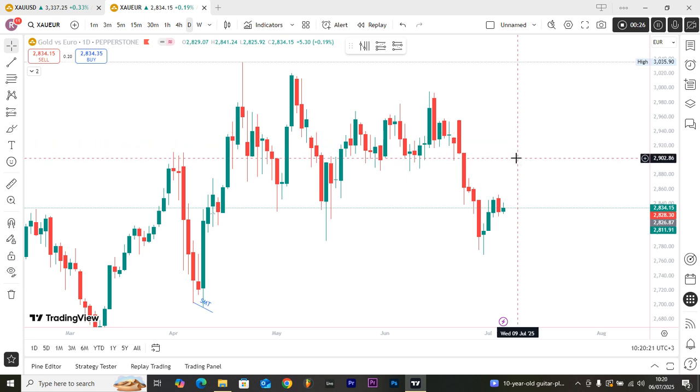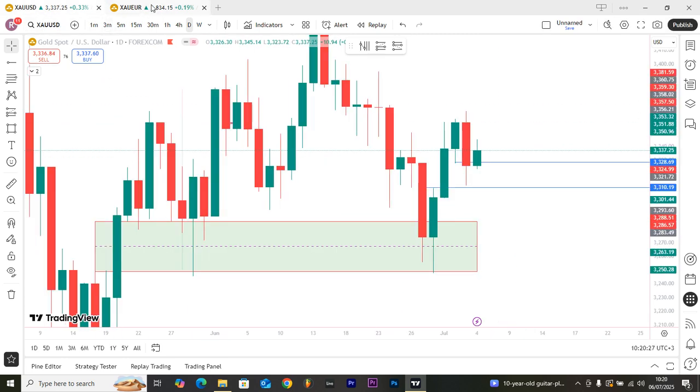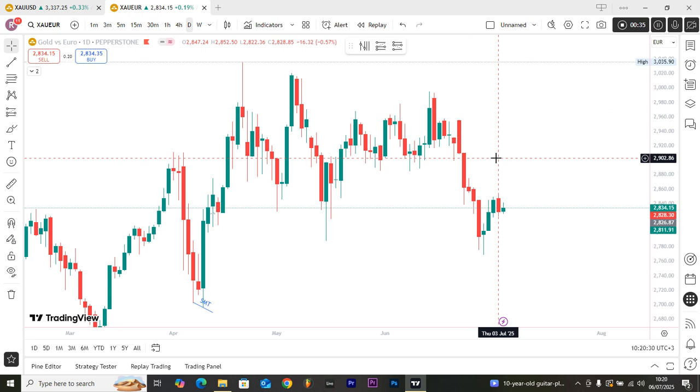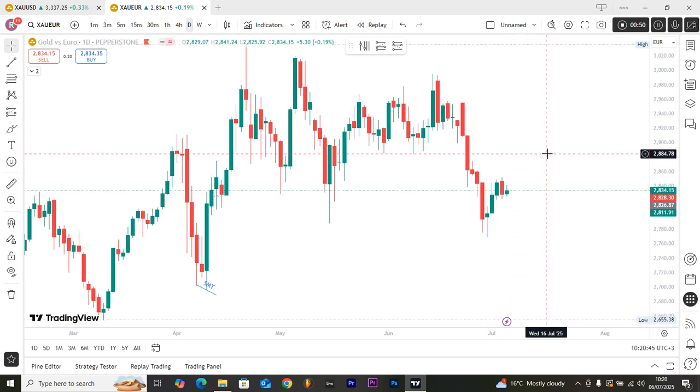There's something that most traders don't really know. There's SMT that you can use in gold, and it is SMT between gold dollar and gold euro, XAUEUR and XAUUSD. That's gold USD and gold euro. They usually move together, just the way GBPUSD and EURUSD do move together.